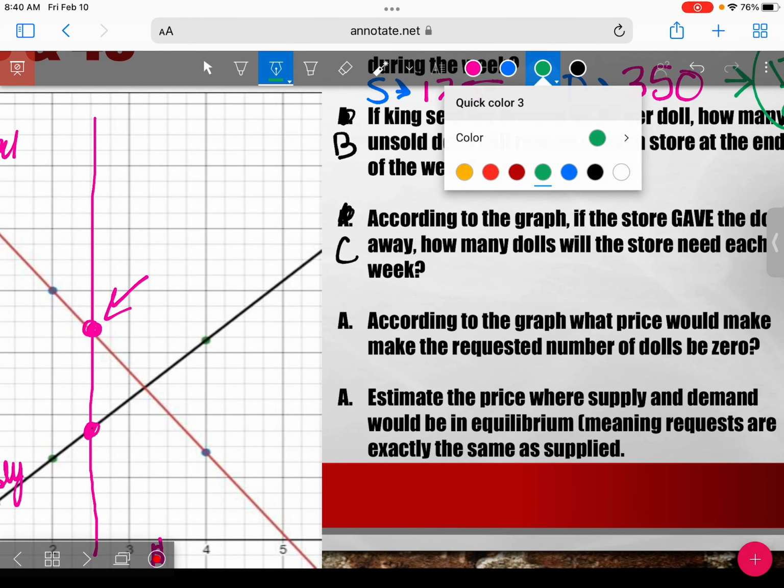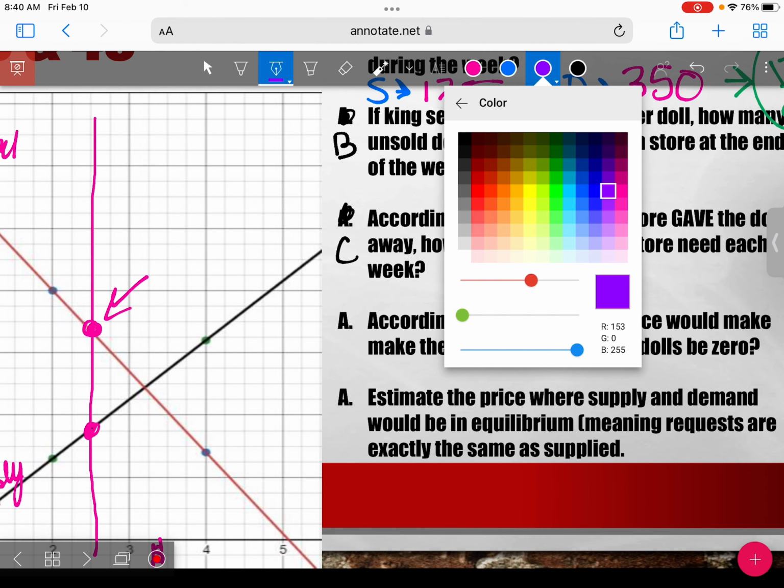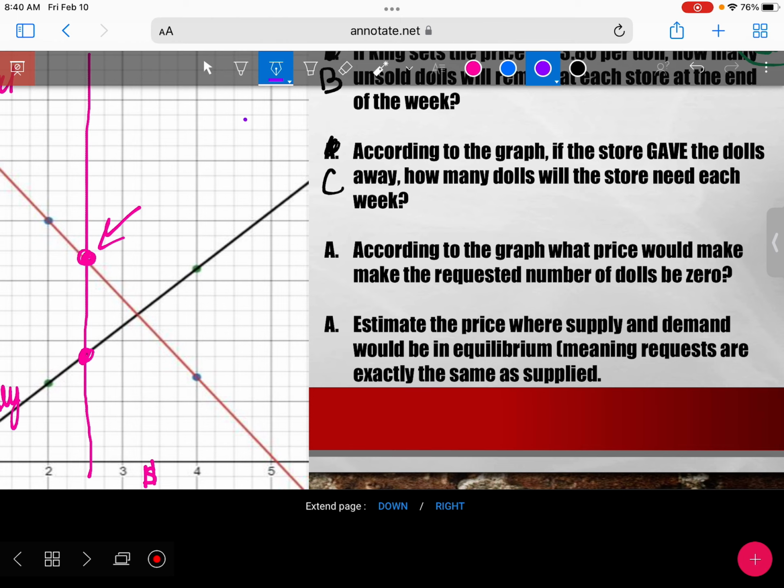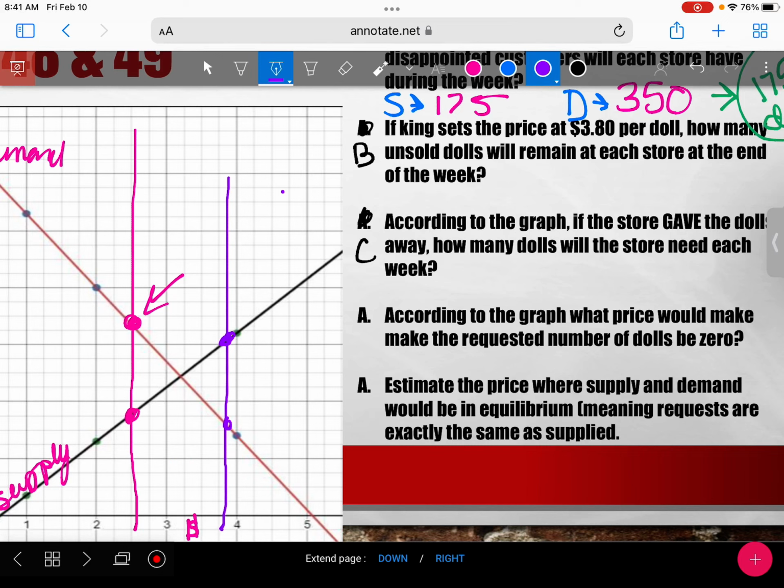And I'm going to grab me another color. Should not have used so many colors. All right, so we're going to look at $3.80, which is, for me, I've got this $3.75 line, so it's right here-ish. But you're going to use your graph because your line may be slightly different than mine. And again, we're going to look at the places where it intersects. When we're looking for what's the difference, we need the value of both our supply and our demand.